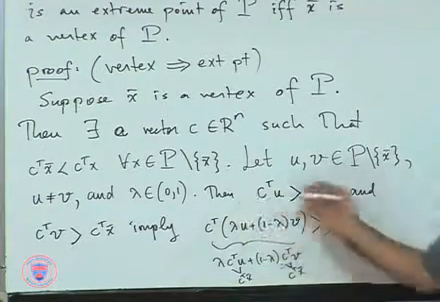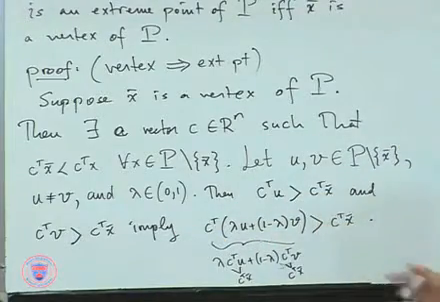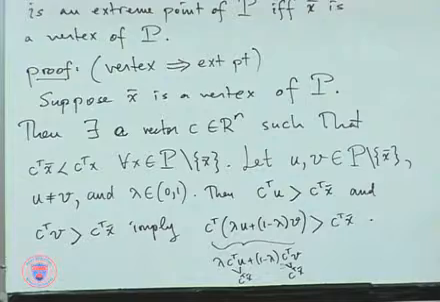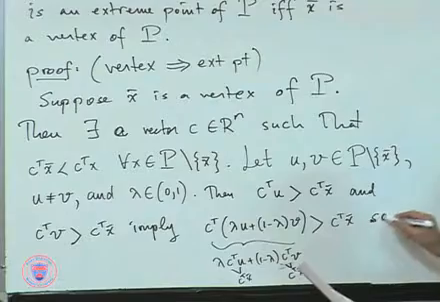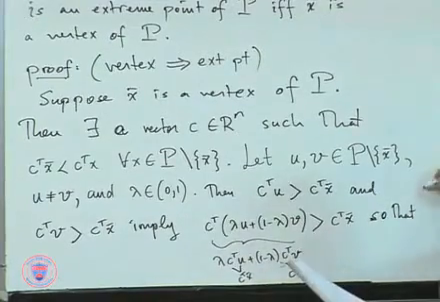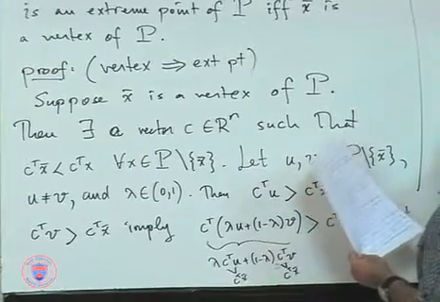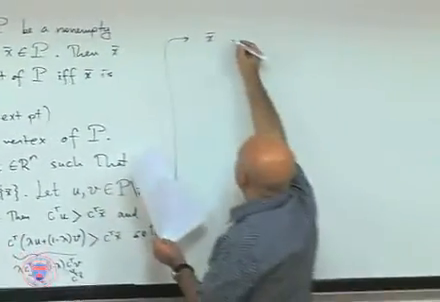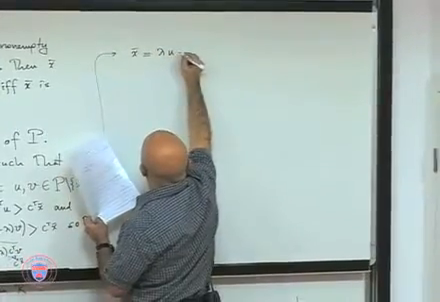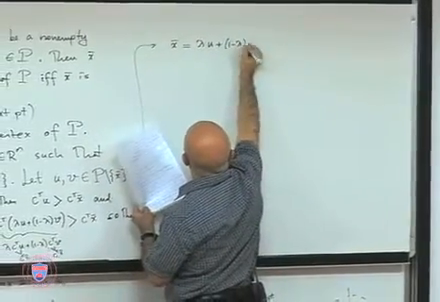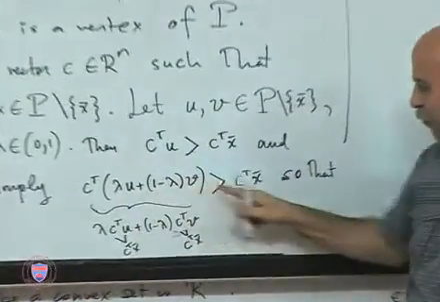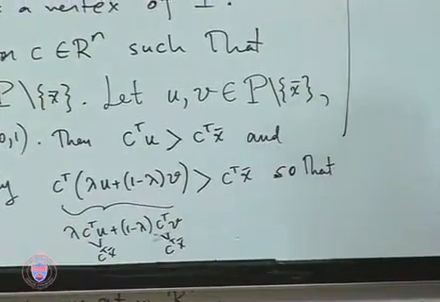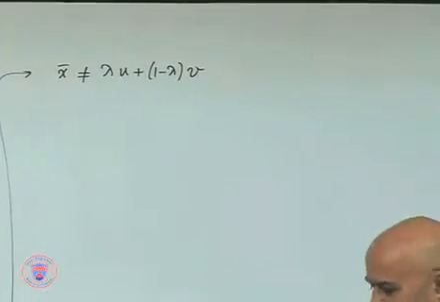Okay? So these two conditions certainly imply, together with the fact that lambda is a positive number, between 0 and 1, that x bar is different from the convex combination lambda u plus 1 minus lambda v. Because if they were equal, you should have equality here rather than strict inequality. Okay? Different. So x bar is different from that.